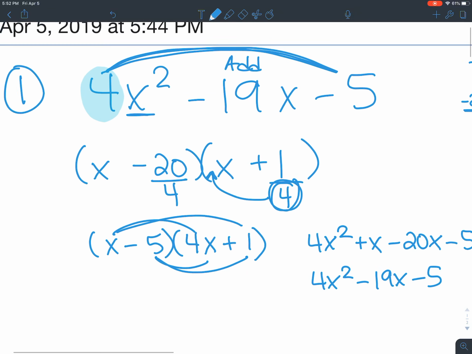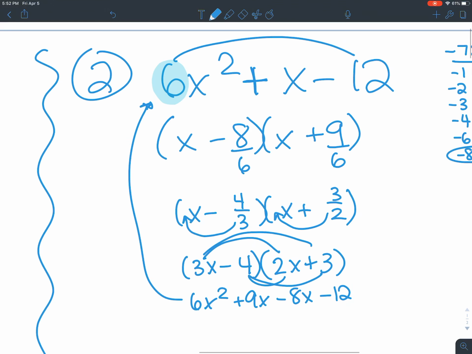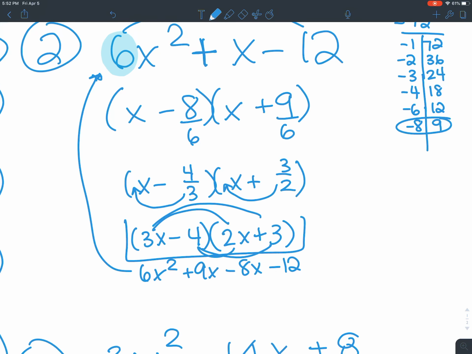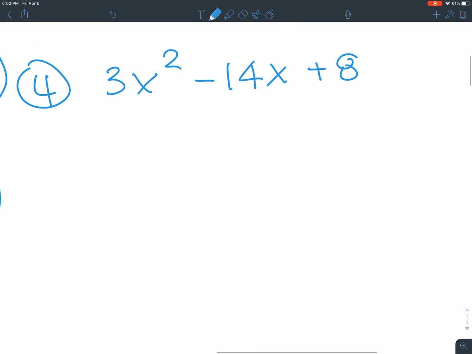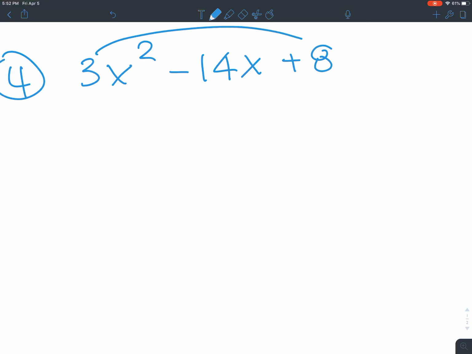Okay, and up here, our factored form was this. And over here, our factored form was this. So let's try it one more time. So first, we're going to multiply 3 times 8 to get 24. Two numbers that multiply to 24 and add to negative 14. Again, we can make our table of values. So they're both going to be negative.